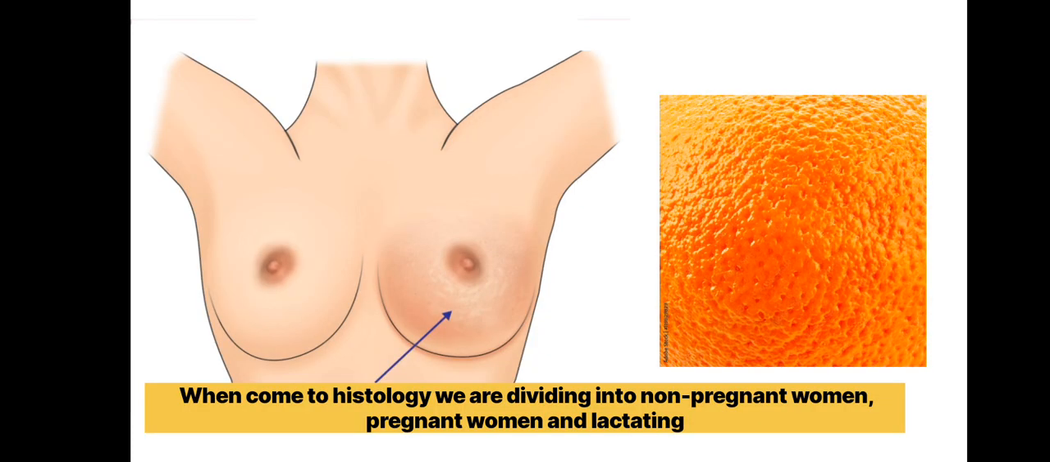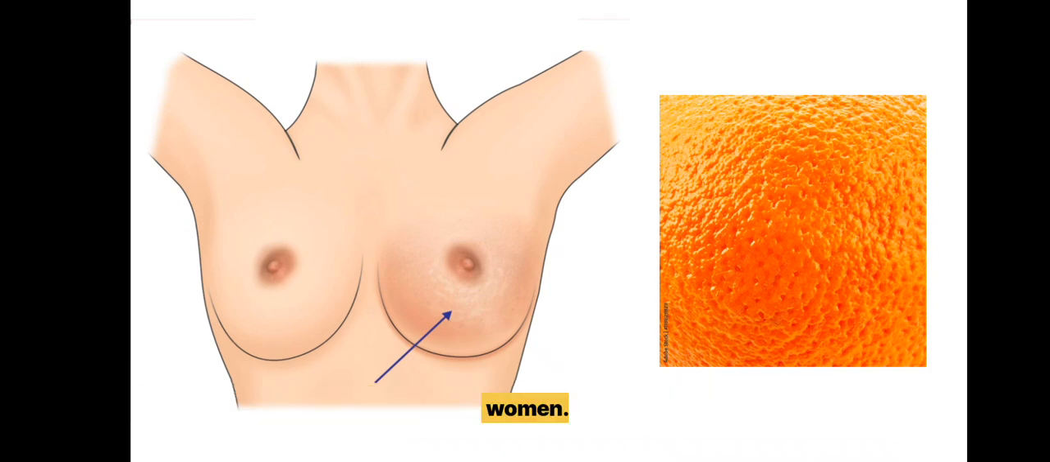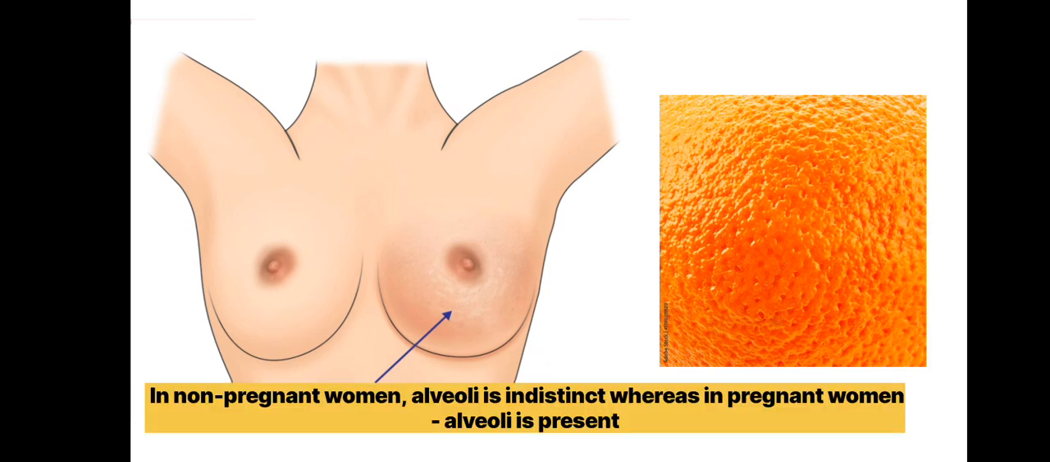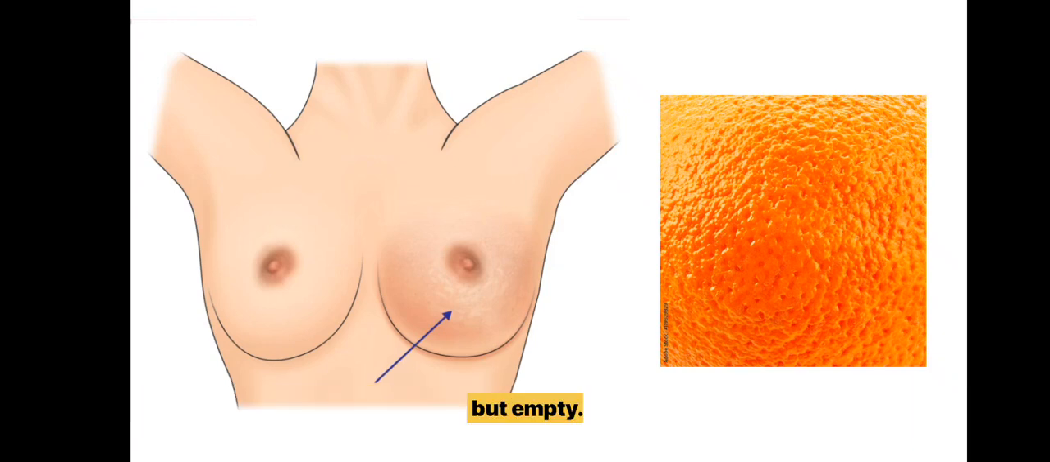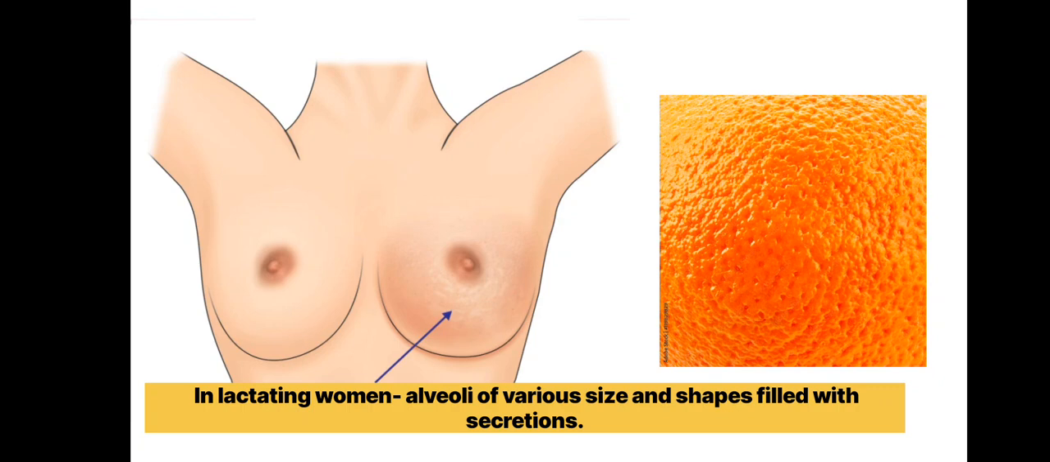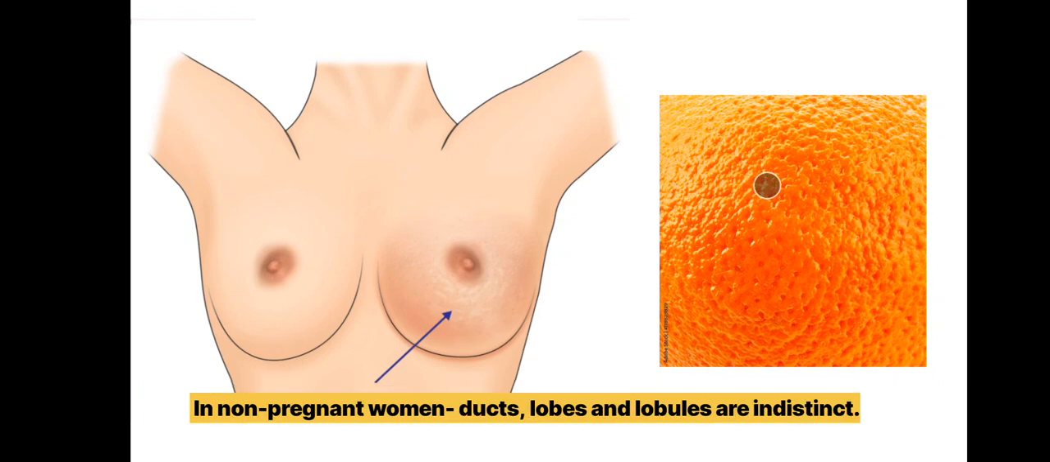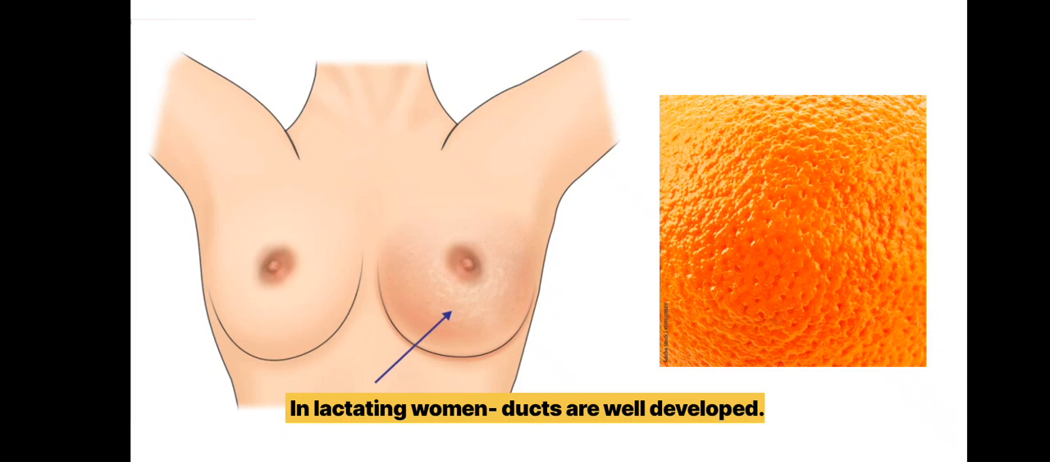When it comes to histology, we are dividing into non-pregnant women, pregnant women and lactating women. In non-pregnant women, alveoli are indistinct, whereas in pregnant women, alveoli are present but empty. In lactating women, alveoli of various sizes and shapes are filled with secretions. In non-pregnant women, ducts, lobes and lobules are indistinct. In pregnant women, ducts, lobes and lobules are well developed. In lactating women, ducts are well developed.